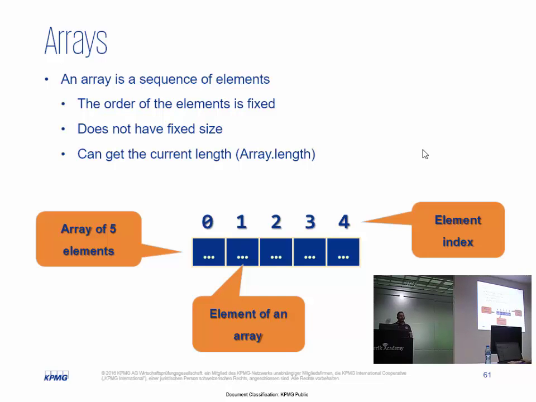So an array would contain a number of elements, usually a known number. And you can address each element by its index. So we have 5 elements in this array. The first index is number 0, and the last one is number 4. So it's 0-based counting.